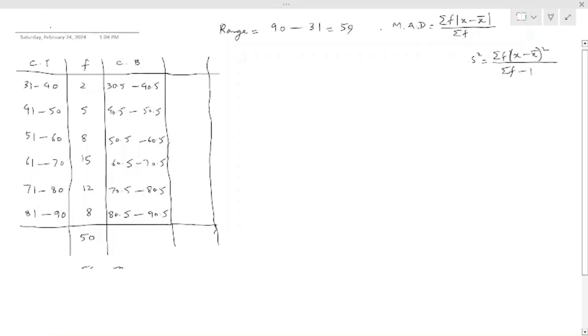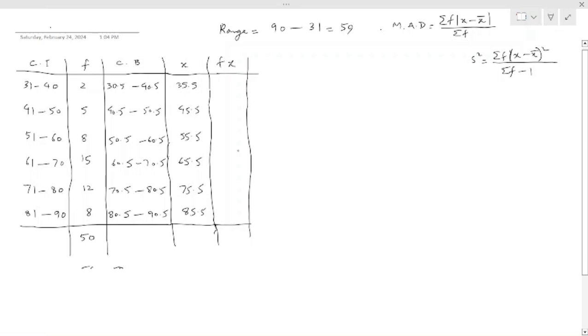Before computing mean absolute deviation and variance, we need to first compute mid values for the data. The mid value for the first group is 35.5, then 45.5, then 55.5, then 65.5, then 75.5, and then 85.5. Now multiply each mid value by its associated frequency, and adding them all would give us the mean for the data.